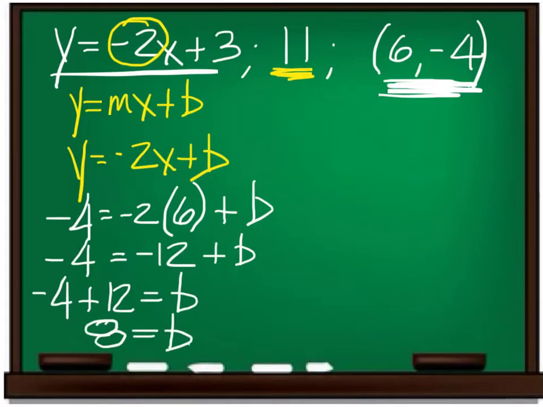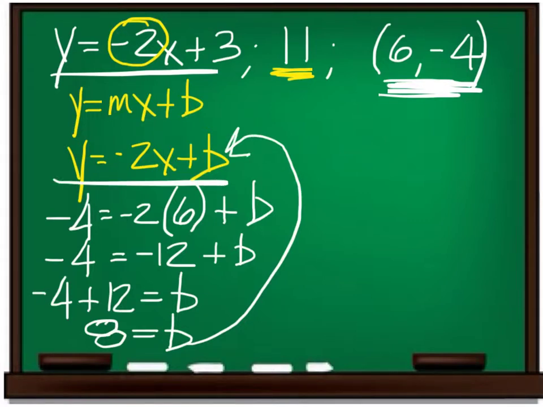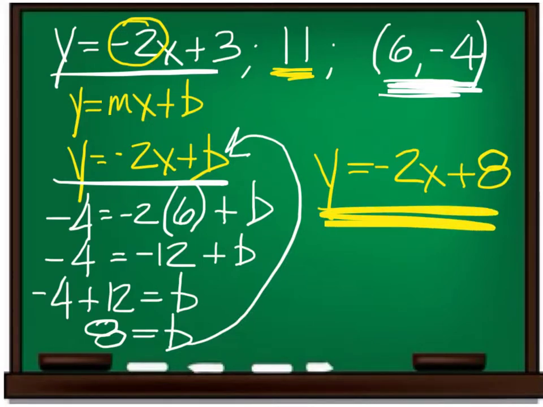You're going to plug this back into here, where you had that slope. So your final answer is y equals negative 2x plus 8. This line is parallel to this one and passes through this point.